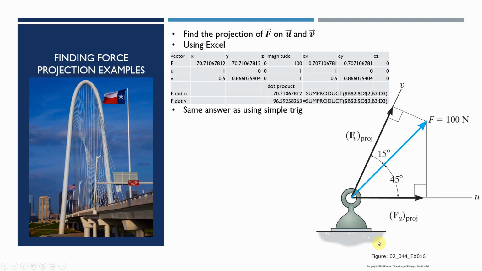So here's a couple of applications. I use the Excel spreadsheet again. You can use simple trig, but you can also set up an Excel spreadsheet. So here's U and V: the X, Y, Z components of F, the X, Y, Z components of U, and the X, Y, Z components of V. Find the magnitudes.